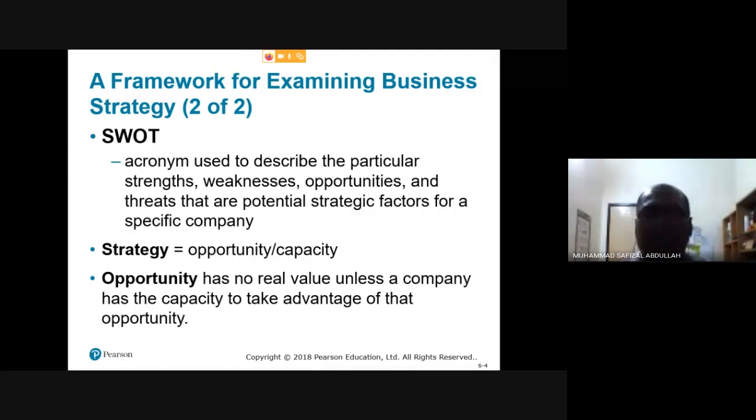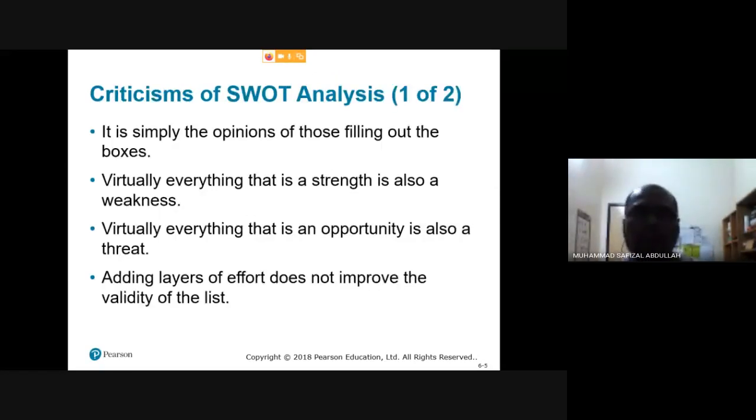So you know what? The extent of your capacity will determine the amount of opportunity that you can capture. The larger your capacity, the larger your resources, it means the more opportunity you can capture. So that's why strategy is opportunity divided by capacity. It means that capacity is the denominator that will determine the extent of opportunities that we can grab. Here opportunity has no real value unless the company has the capacity to take advantage of that opportunity. Okay, class.